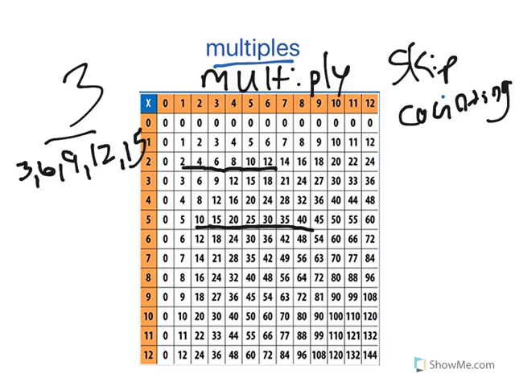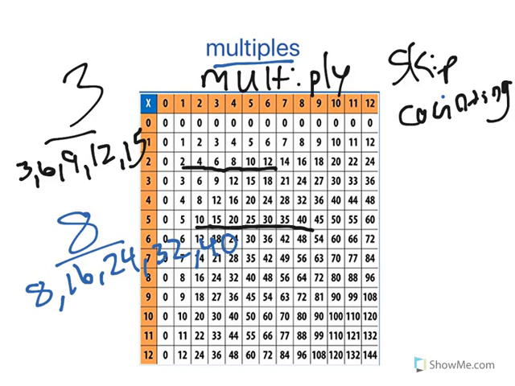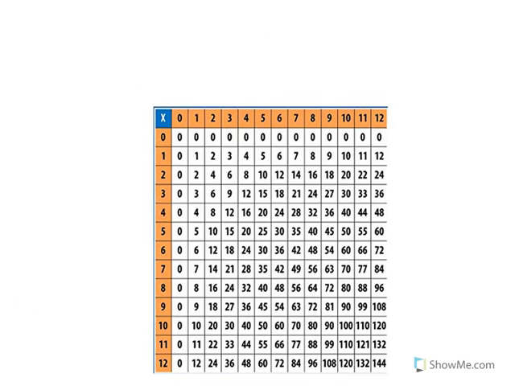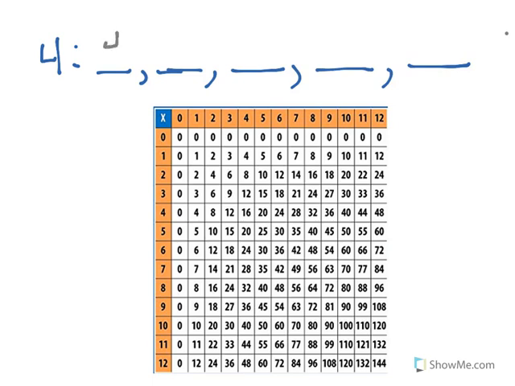What would be some multiples of the number 8? That's correct. We could have 8, 16, 24, 32, and 40. So, knowing that these are multiples, let's try some other ones. What would be a multiple of 4? If we're finding multiples of 4, I know that I would start with 4, then I would skip count. That would give me 8, 12, 16, and 20.